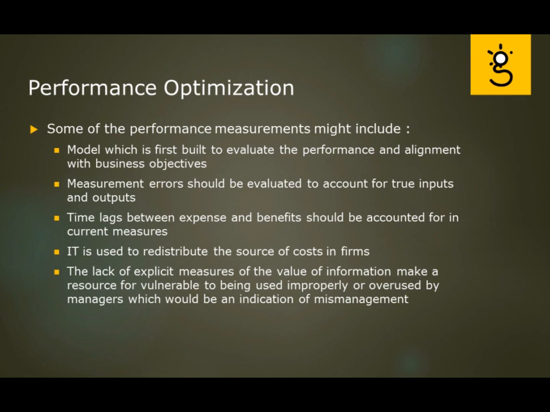In fact, you might say that the reason I purchased this thing that's performing something for me is that I was promised it had some minimum performance levels, and that was already in alignment with my business objectives, so that was my model. Now, it's important to know that we could get measurement errors, and we should evaluate those so that we can make sure we're getting the true input and output information when we're measuring the performance of whatever it is we're looking at. We should also know that there are time lags between the expense and the benefits, and that should be accounted for in the current measures.